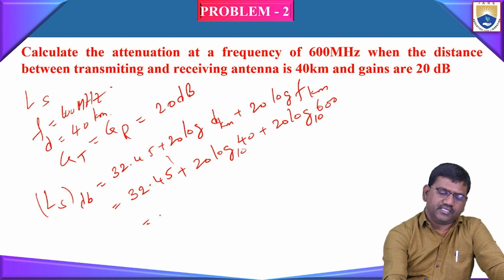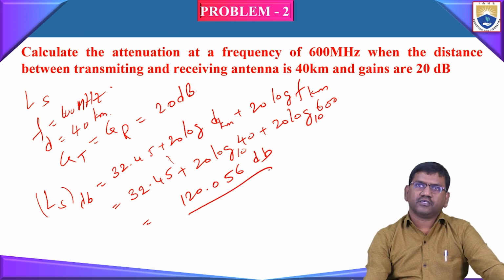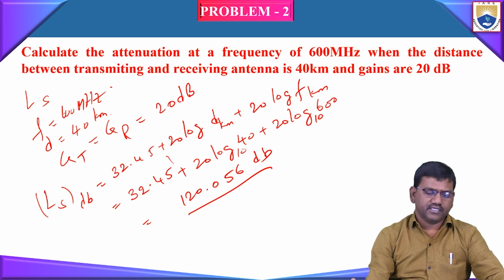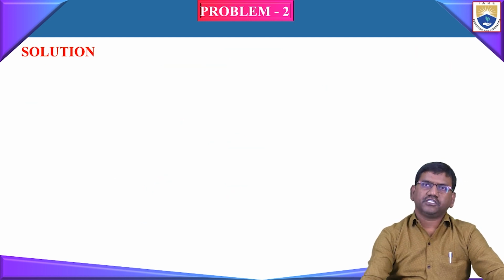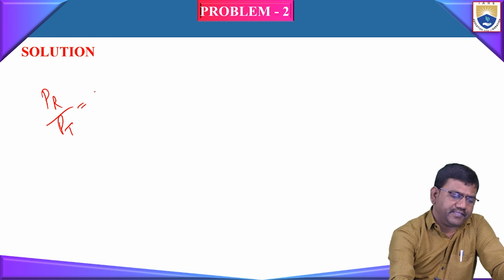So if you simplify this, you will get the value as 120.056 dB. So if we simplify this, we will get the path loss. The path loss is equal to 120.056 dB. Now we have a formula based upon the ratio of the power received to the power transmitted. So here PR by PT is equal to GT plus GR minus LS.